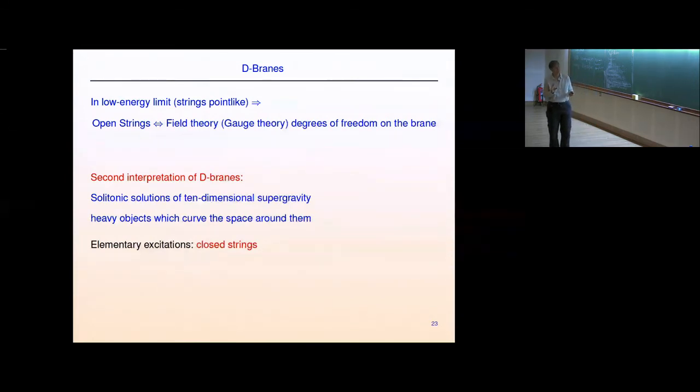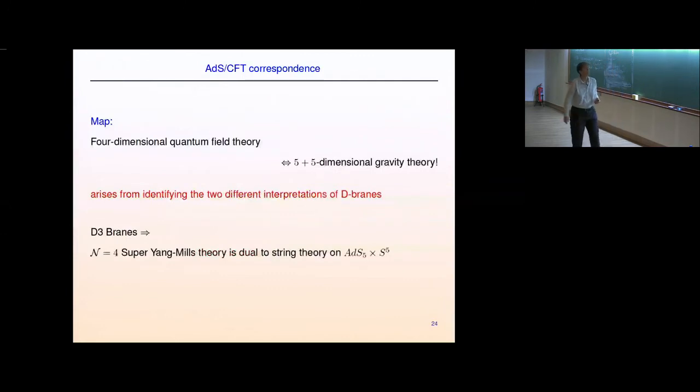Okay, and because this is gravity, as I told you before with this quadrupole argument, the elementary excitations will be closed strings. Now the AdS/CFT correspondence is a map which maps a 4-dimensional quantum field theory to a 5+5 dimensional gravity theory, so it's in 10 dimensions: 5 for the anti-de Sitter space and 5 for this internal sphere. And this map arises from identifying the two different interpretations of the D-branes, which I just showed to you.